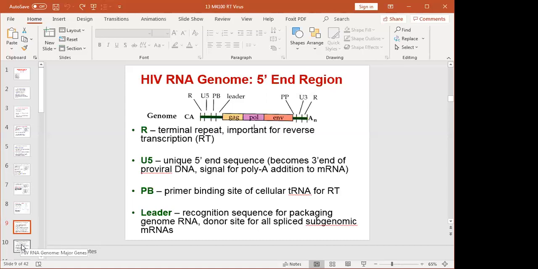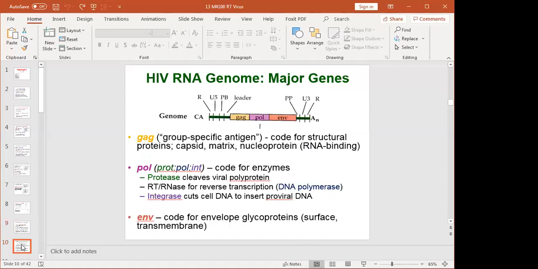After the 5' end region, moving to slide number 10, we have the major central region that has 3 major genes, GAG, POL, and ENV. GAG, or group specific antigen, codes for structural proteins. What are these structural proteins? Capsid proteins, matrix, nucleoproteins. Nucleoproteins are those proteins that bind to the genome. In this instance, the genome is RNA, so these are RNA binding proteins.